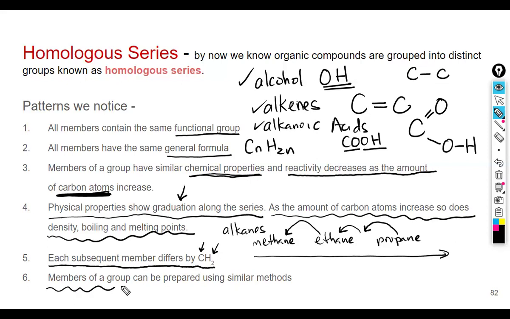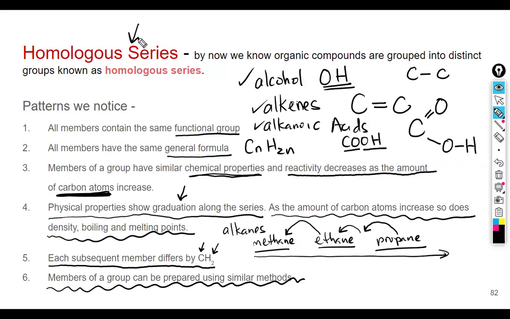And the members of a group can be prepared using similar methods. So if you want to make methane, ethane, or propane, since all of them belong to the same homologous series, in other words, all of them belong to alkanes, the procedure to make any one of them will be basically the same, right?